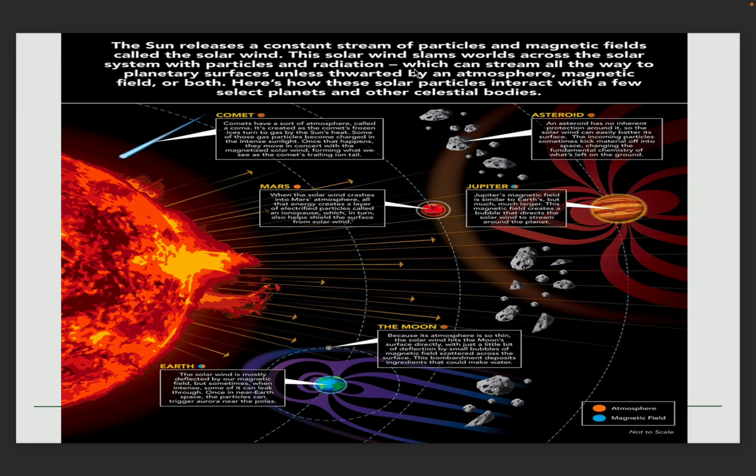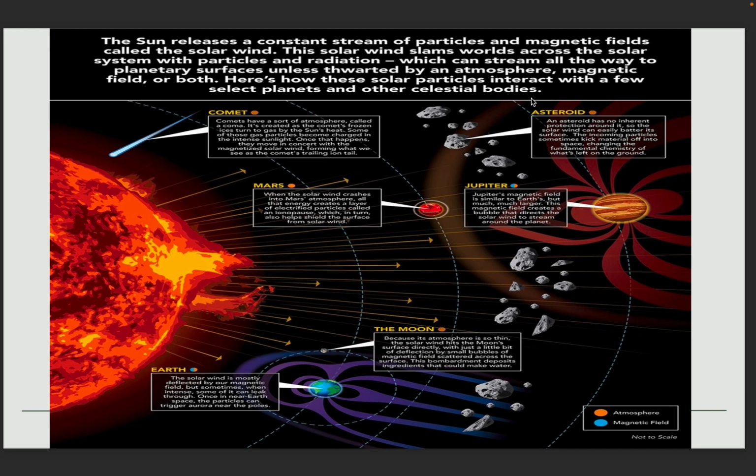So, as we know, comets have a sort of atmosphere that is known as the coma. It is created as the comet's frozen ices turn into gas by sunlight. Some of these gas particles become charged in the intense sunlight. Once that happens, they move in concert with the magnetized solar wind, forming what we see as a comet's tail.